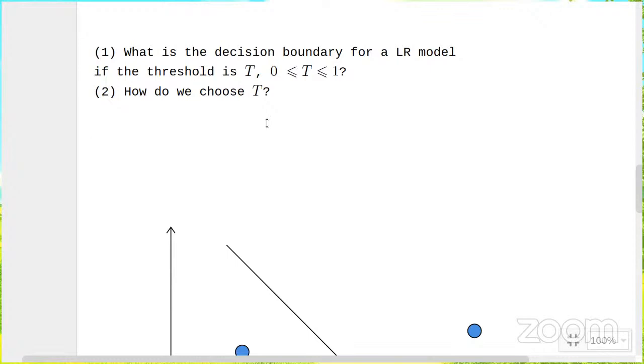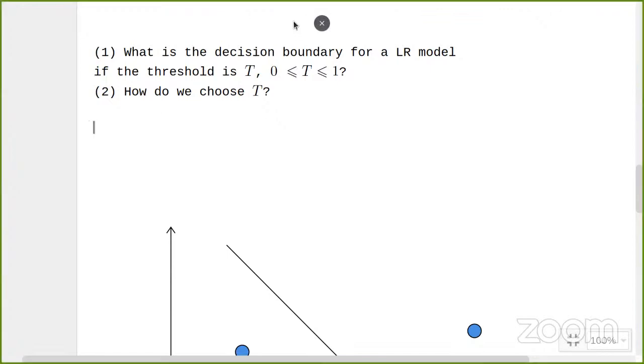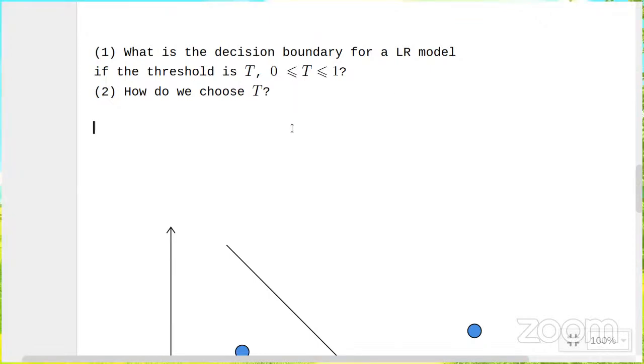Yes, sir. Sir, I have one point here. For the second question, on choosing the threshold, I have one idea. To choose the threshold, let's first look at the sigmoid function. If I look carefully, the sigmoid function changes concavity, and the point of changing concavity is the threshold. Before the threshold, the concavity is up, and just after the threshold, the concavity is down.